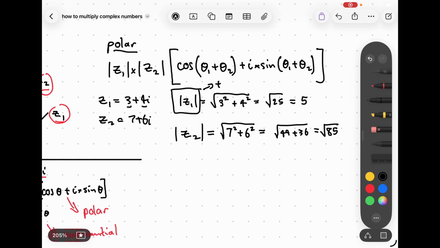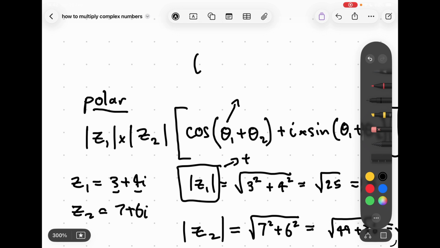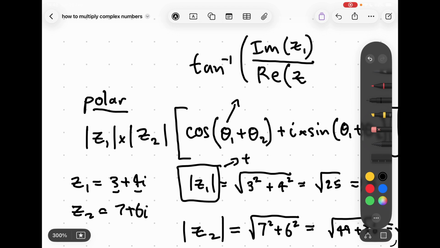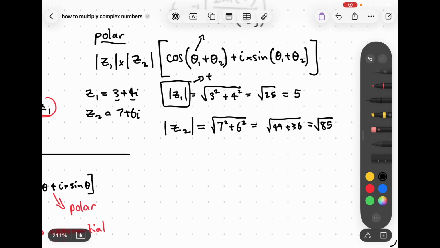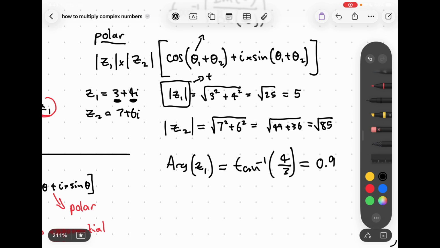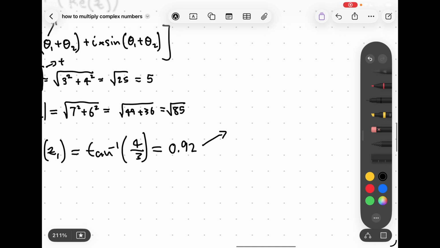Now, to find the angle theta here, the angle theta will be the tan inverse of the imaginary part over the real part. I don't know why I'm putting z1. It's just like that. So, the argument of z1, tan inverse of the imaginary part is going to be 4, the real part is going to be 3, so 4 over 3. We can just put that into our calculator, and that's going to equal 0.92. Always work in radians.